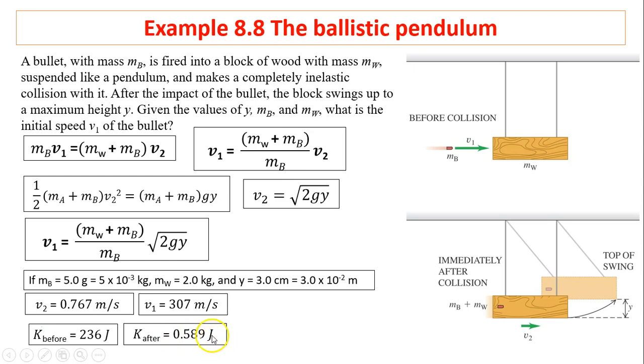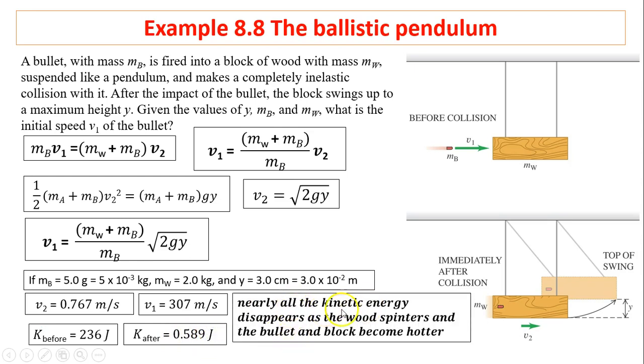So where did the kinetic energy go? In most cases, nearly all the kinetic energy disappears as the wood splinters. The bullet and the block become hotter. So basically, all that kinetic energy is transferred into internal energy.